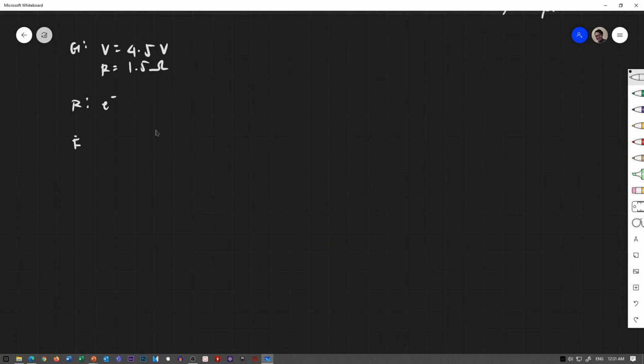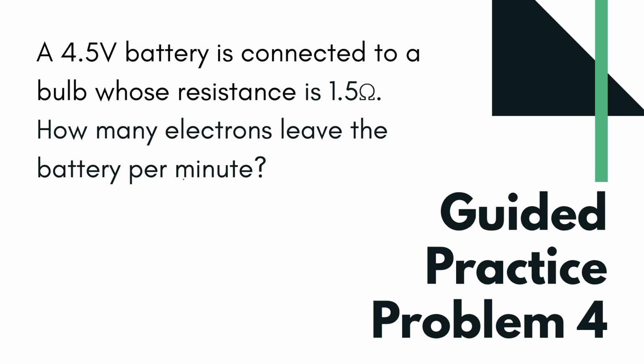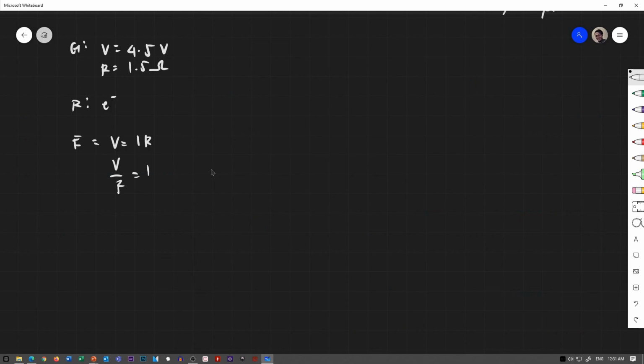So for this one, of course, you're going to utilize Ohm's law, so V is equal to IR. Then we can rewrite V over R equal to I. Okay, then wait, there's still per minute. Okay, so we have a given which is time, which is 60 seconds. Okay, so we can write this as V over R is equal to Q over T. Okay, then Vt over R equal to Q.